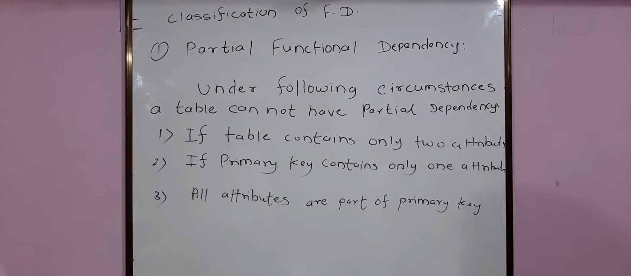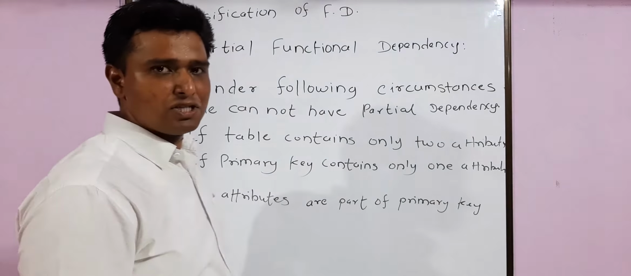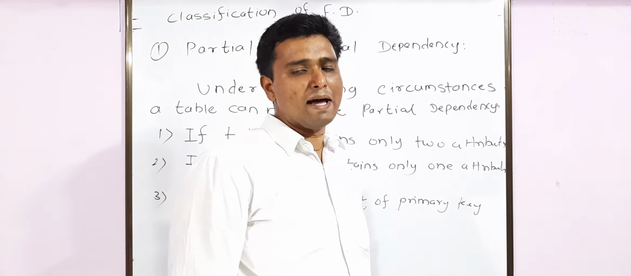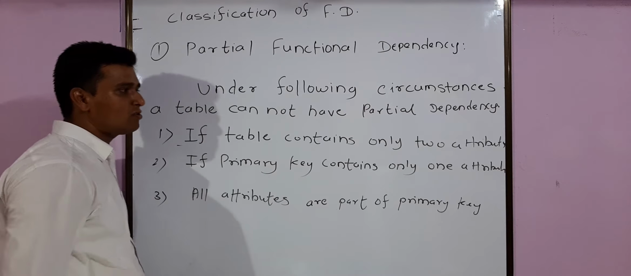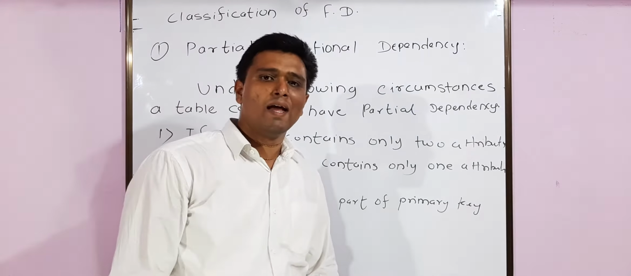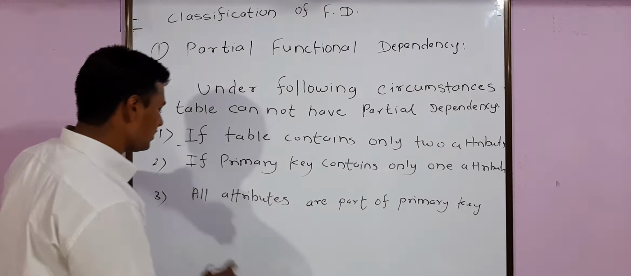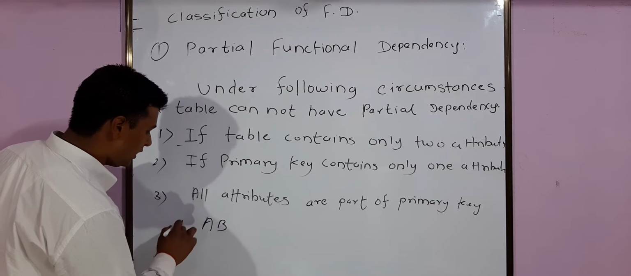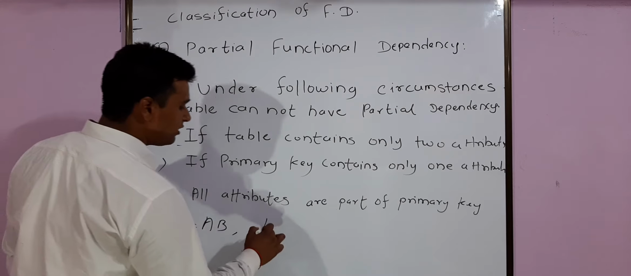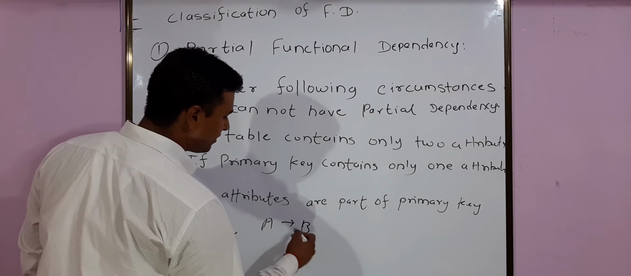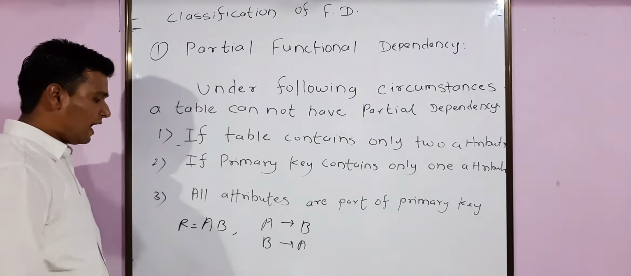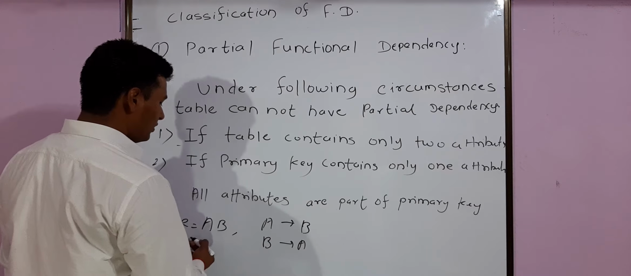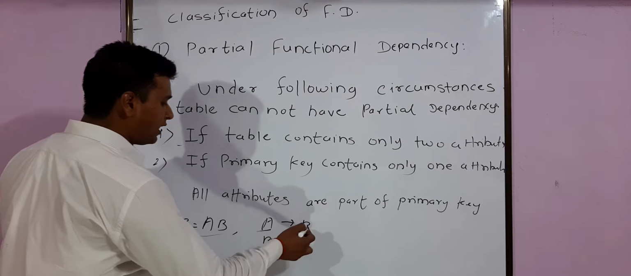In the following circumstances, we will not have the partial functional dependency. Read the first case: the table contains only two attributes. Let's say we have a relation AB with only two attributes. Then the maximum functional dependencies will be A determines B or B determines A, only two functional dependencies. And the key can be A or the key can be AB.